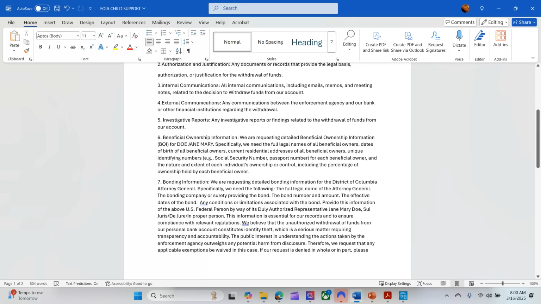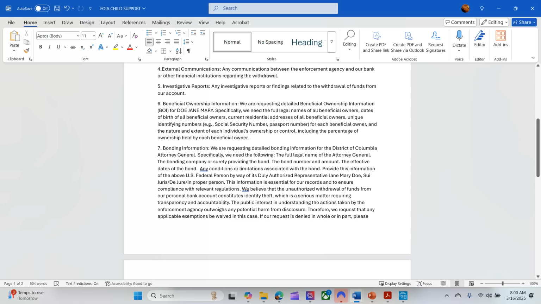This information is essential for our records and to ensure compliance with relevant regulations. We believe that the unauthorized withdrawal of funds from our personal bank account constitutes identity theft, which is a serious matter requiring transparency and accountability. The public interest in understanding the actions taken by the enforcement agency outweighs any potential harm for disclosure. Therefore, we request that any applicable exemptions be waived in this case.